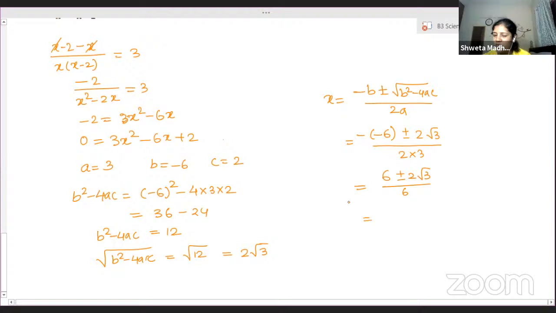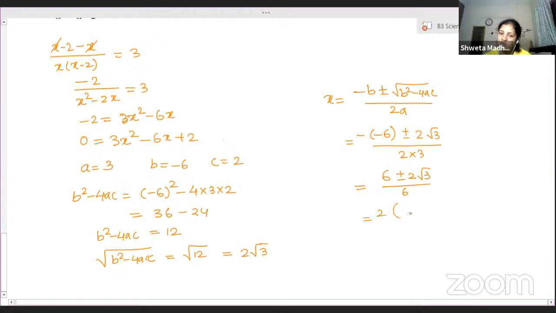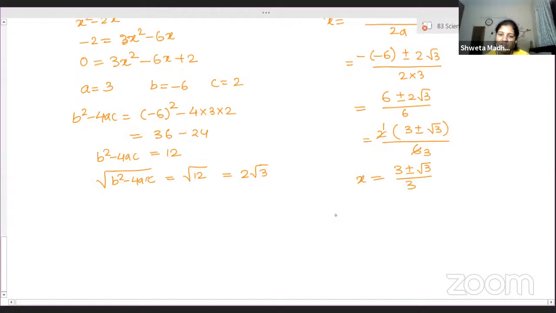So we can take 2 common here. We cannot subtract or add anything, so we can take 2 common. So what is left in the bracket? 3 plus minus root 3 divided by 6. 2 ones are 2, 2 threes are 6. So 3 plus minus root 3 by 3. So this is your final answer. So one value of x is 3 plus root 3 by 3. Another value of x is 3 minus root 3 by 3.